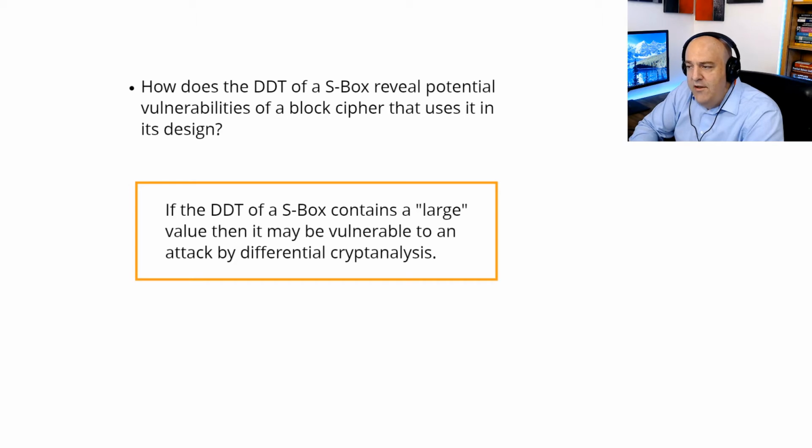So how does the DDT of an S-box reveal potential vulnerabilities of a block cipher that uses that S-box in its design? Well, if the DDT of an S-box contains a large integer value, a large positive integer, that's a sign that it may be vulnerable to an attack by differential cryptanalysis. If the DDT of the S-box only contains small integers, then it's very much less likely that the block cipher will be vulnerable to an attack by differential cryptanalysis.